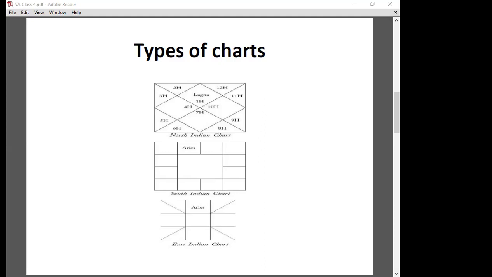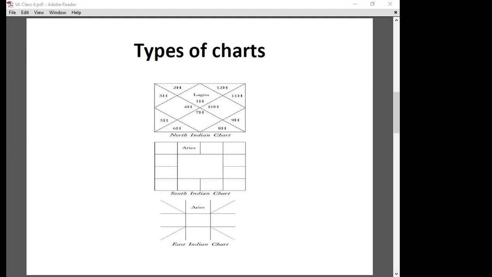Okay, then we have the lords of the signs. Okay, so Mesha is lorded by Mars, Taurus is lorded by Venus, Gemini is lorded by Mercury. Okay, then we have Cancer, which is lorded by the moon, Leo is lorded by the sun, Virgo is lorded by Mercury, and then Libra is lorded by Venus, Scorpio is lorded by Mars, Sagittarius is lorded by Jupiter, Capricorn and Aquarius are both lorded by Saturn, and we have Pisces, which is lorded by Jupiter. Okay. Now, one important thing to mention here, these are the primary lords.